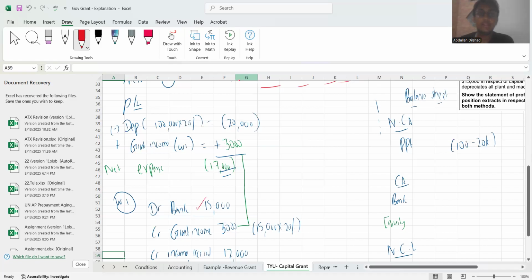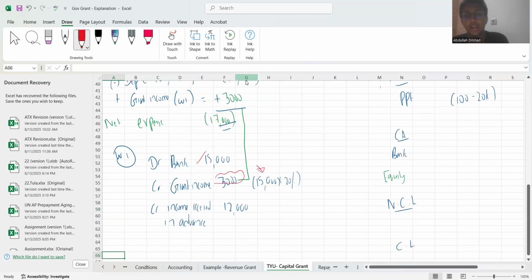So how that would be done: for the current year, you will be charging 3,000 under your income. How that comes is 15,000 as your grant at 20%, you'll be charging 3,000. The remaining 12,000 will be taken under your non-current liability and current liability. So this is how you present it.